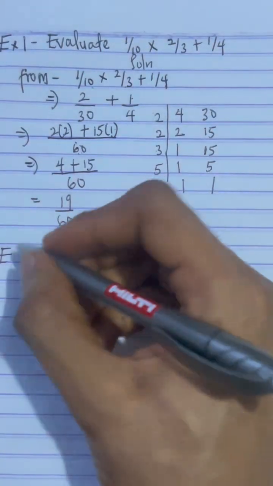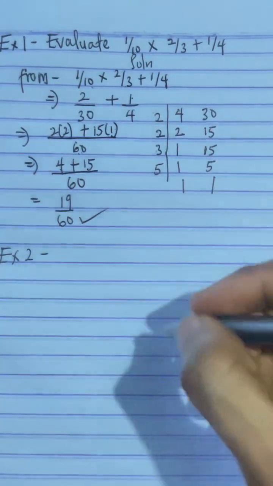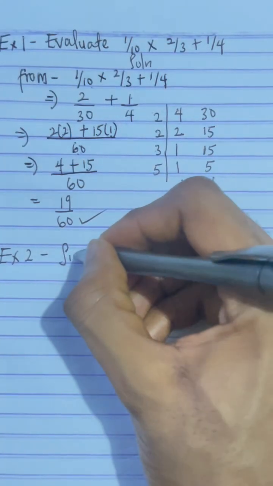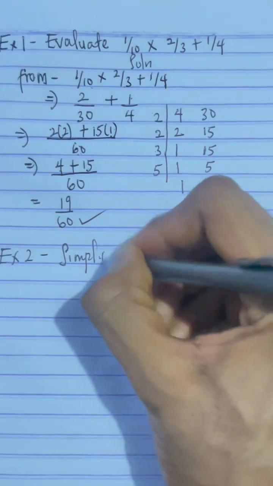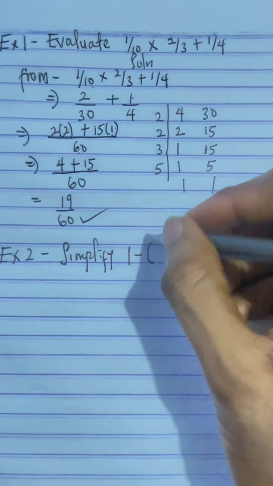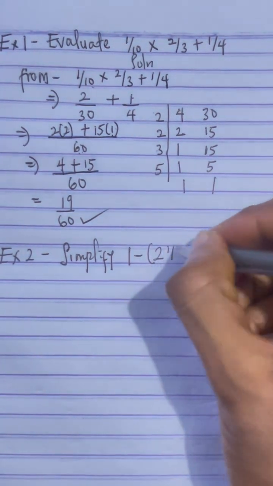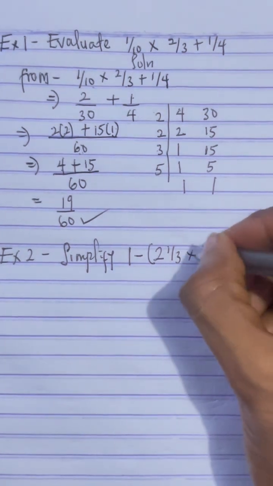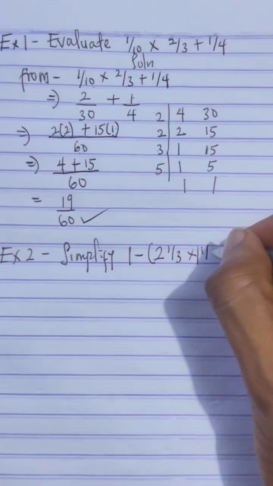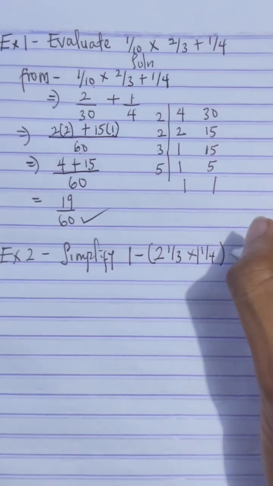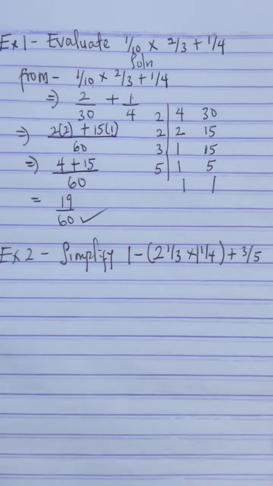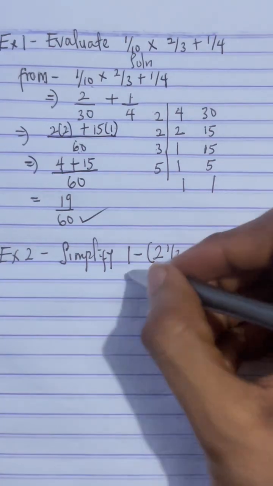So example 2, we are asked to simplify 1 minus open bracket 2 whole number 1 over 3 multiply 1 whole number 1 over 4 close bracket plus 3 over 5. So we're asked to multiply this now. So how to go about this? Follow me. Solution.